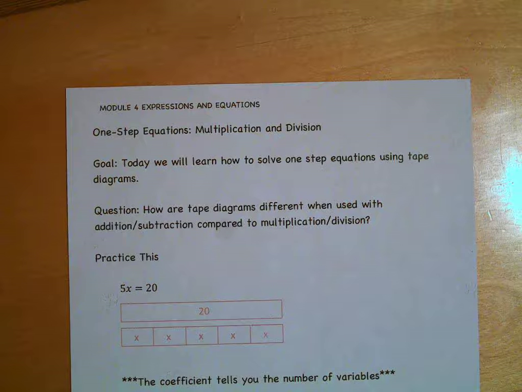Again, the question that I want you to think about in this one is, how are tape diagrams different when used with addition and subtraction compared to multiplication and division? So we learned about how to use tape diagrams with adding and subtracting, and now we're going to look at how to use them for multiplying and dividing. And basically, the biggest difference that I could see between adding and subtracting and multiplying and dividing is that you are trying to use the variables to represent the entire piece.